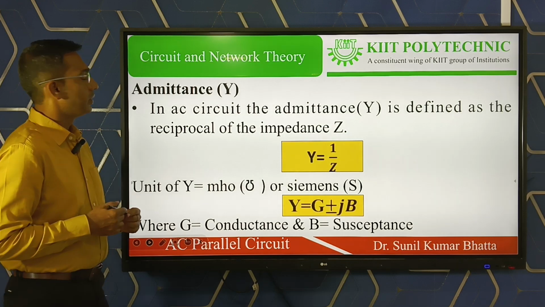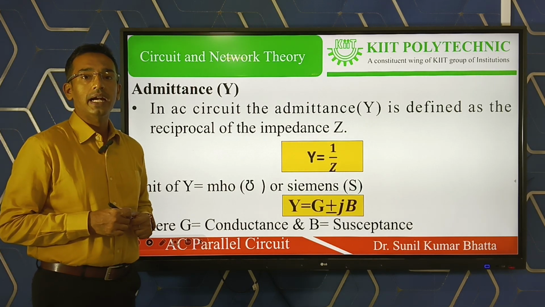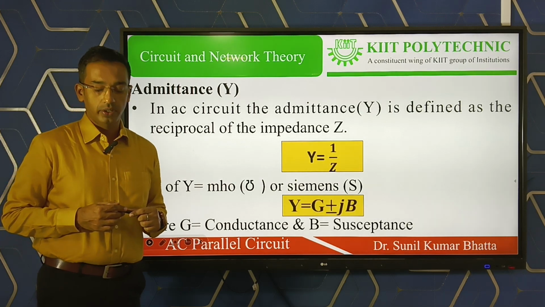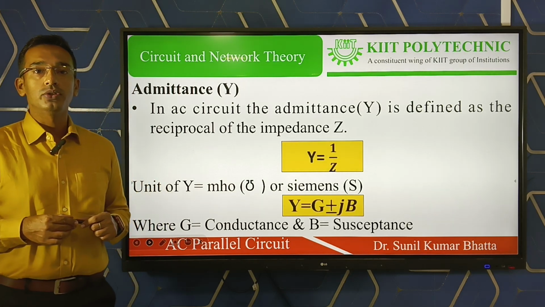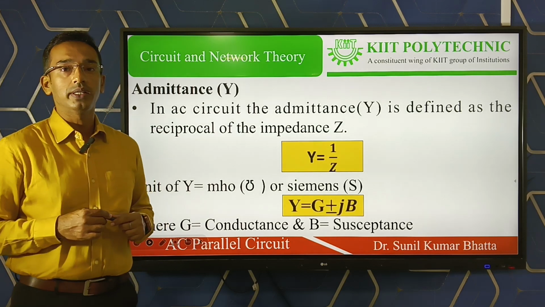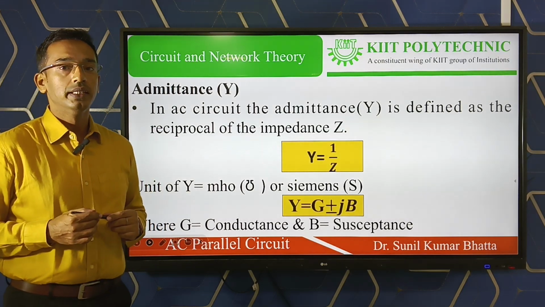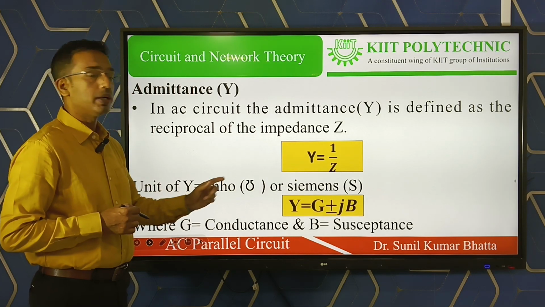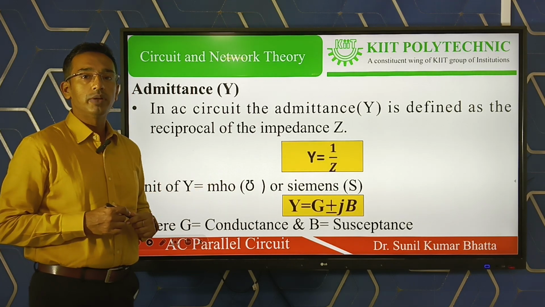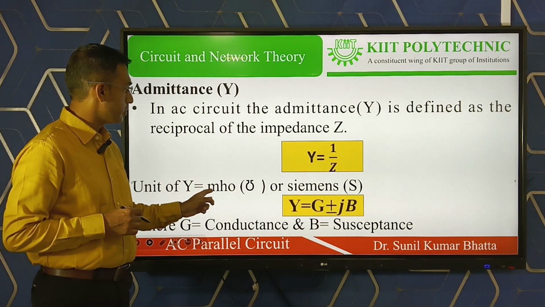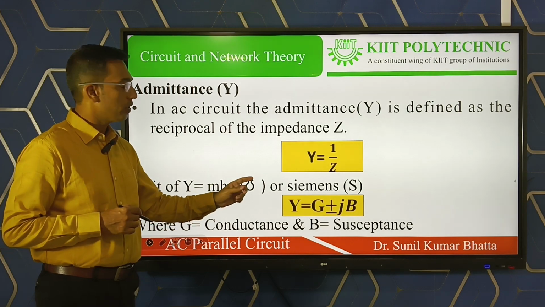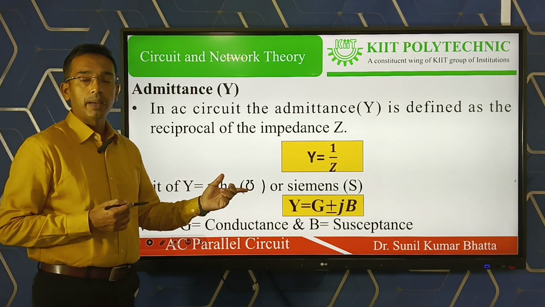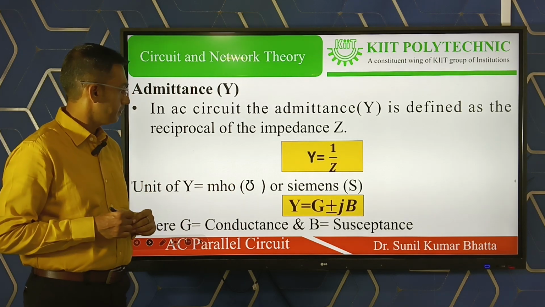Let us see the admittance. What is admittance? Admittance is denoted as Y. It is the reciprocal of impedance, denoted by the capital letter Y. So Y equals 1 by Z. And what is the unit of admittance? The unit of admittance is mho, and we can also write Siemens, with capital S used for Siemens.